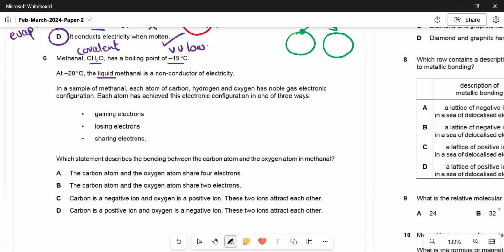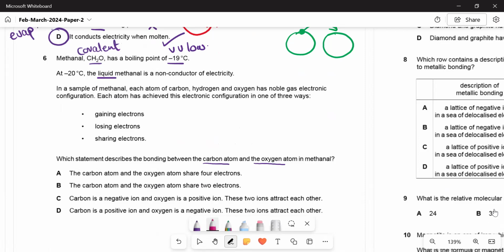In a sample of methanol, each atom of carbon, hydrogen, and oxygen has noble gas configuration. Each atom has achieved this configuration in one of the 3 ways. Which statement describes the bonding between the carbon atom and the oxygen atom in methanol?